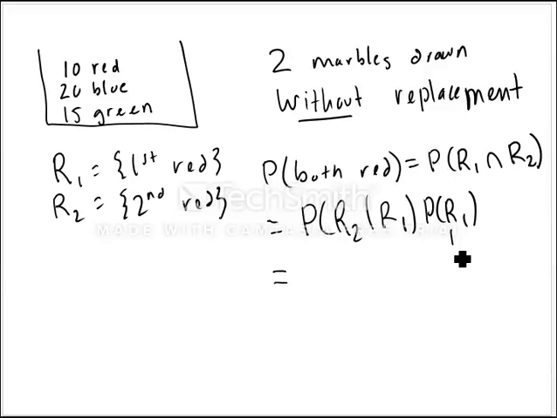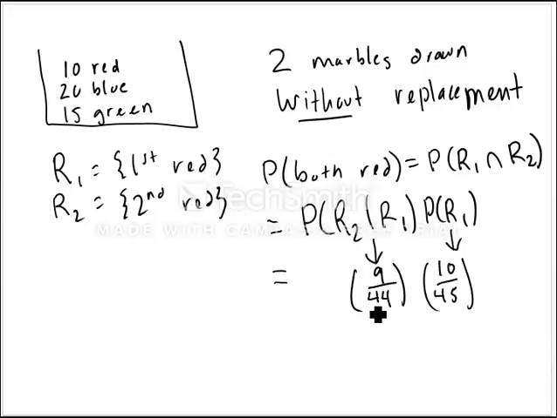So the probability of the first draw being red would be, well, let's see. There are 10 red marbles and a total of 45. So we'd have 10 out of 45. But then we've drawn one red at that point. So on our second selection, we'd have 9 red marbles out of a total of 44 to select from. This, by the way, works out to be approximately 0.0455 or so. Okay.